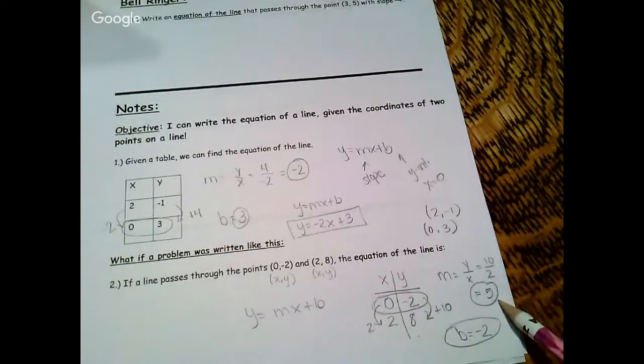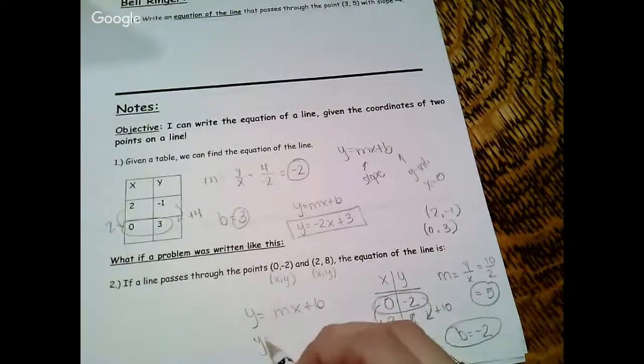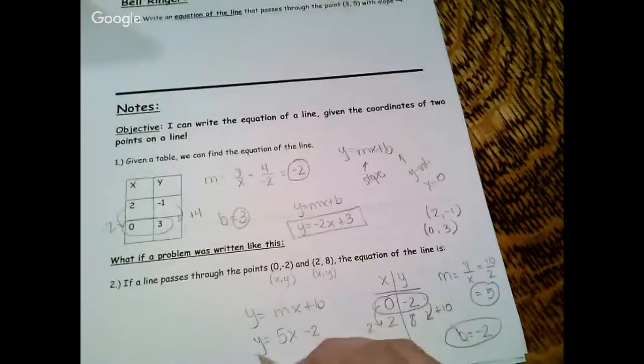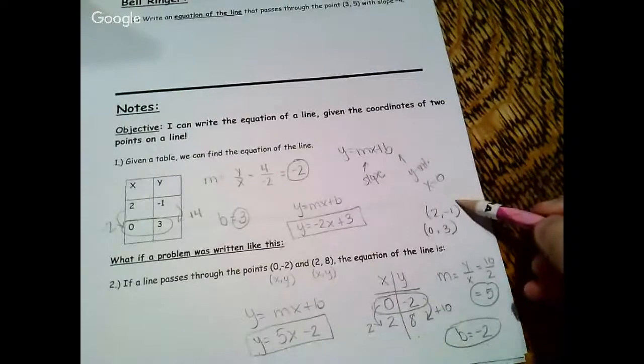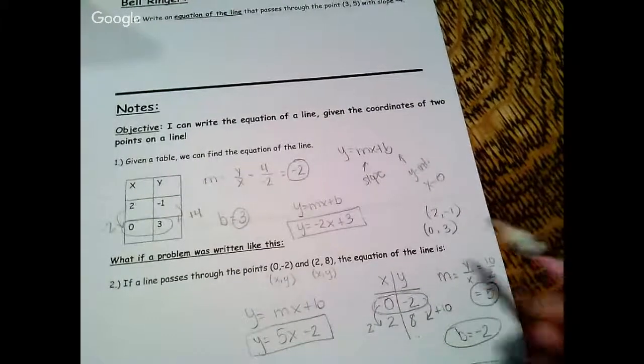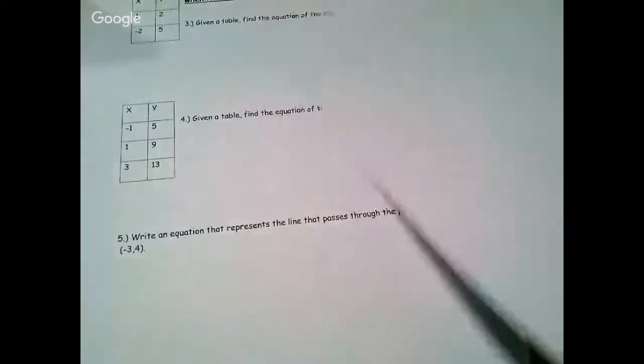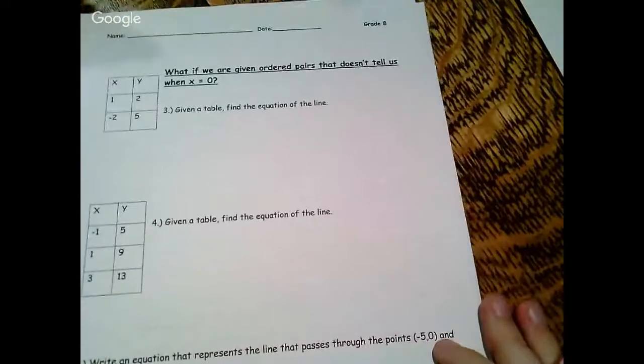So given that the slope is 5 and the y-intercept is -2, I can write the equation y equals 5x minus 2. And that's our final equation there. So just like the first one, we used the same method, only we took our 2 points that were written out for us as ordered pairs and wrote them in a table. Okay, go ahead and flip the page for me. Let's take a look at the next one.